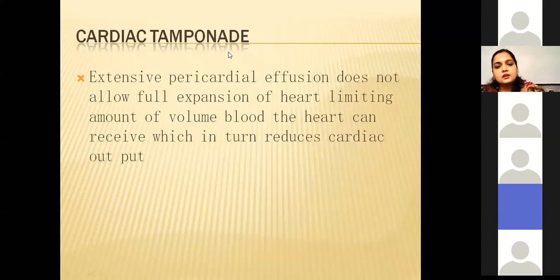Cardiac tamponade. This is the term when there is extensive pericardial effusion, extensive extra fluid in the pericardial cavity. 10 to 50 ml is the normal amount of fluid that is present in the pericardial cavity. If it becomes more for any reason, then the heart cannot expand or do its work properly, and it reduces cardiac output. Discharge of blood to the whole body will suffer, and that is called cardiac tamponade.